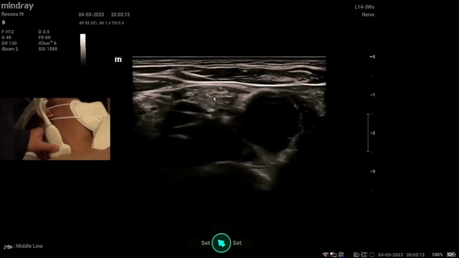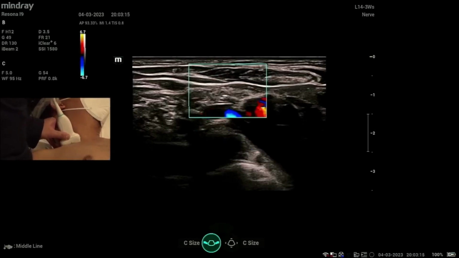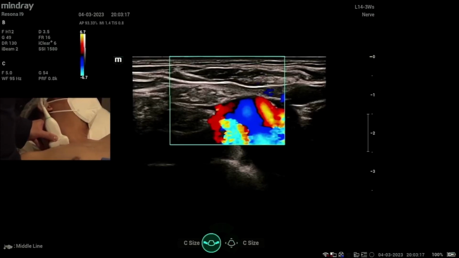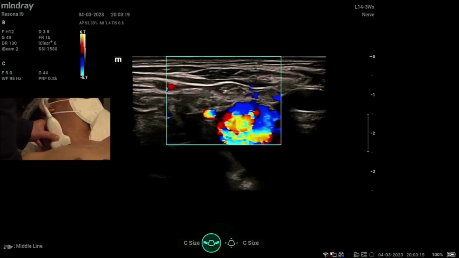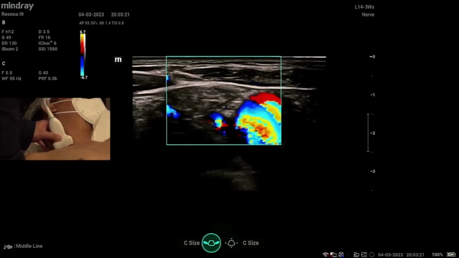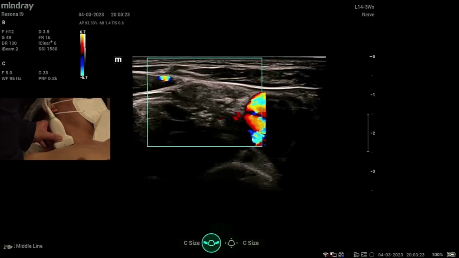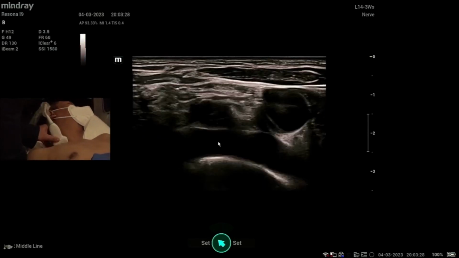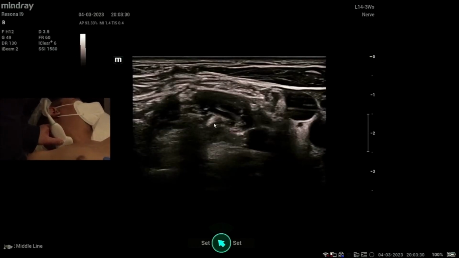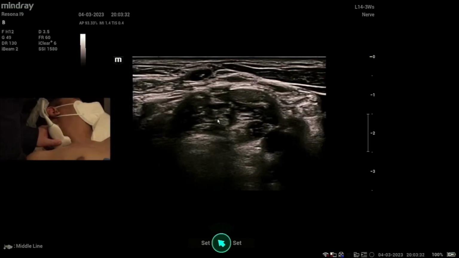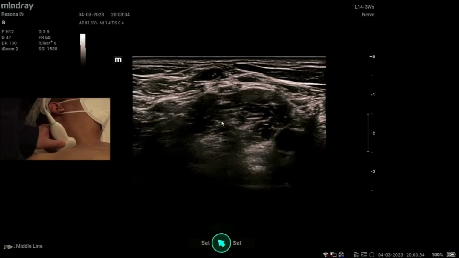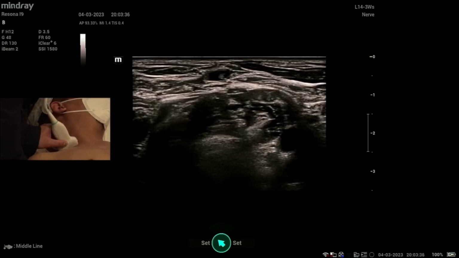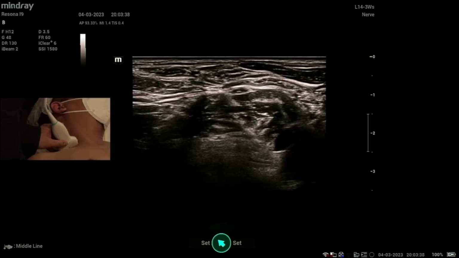And can we do a Doppler scan? There's a vessel right in the center there. Okay. So we want to move on to the interscalene. As we showed earlier, just slide the probe up the neck. And you can see there the anterior and medial scalene muscles. And this is where you're going to do the interscalene nerve block.